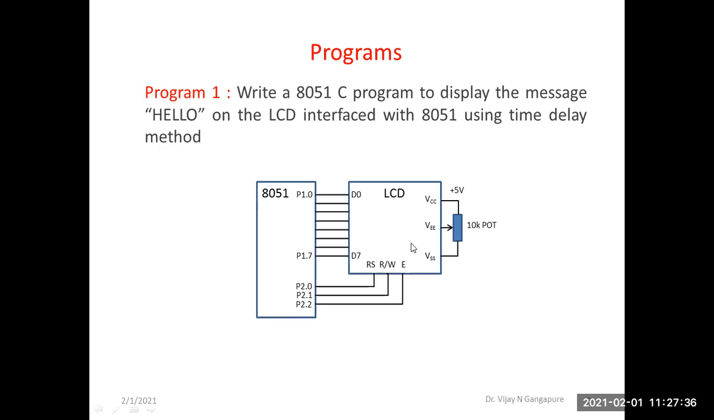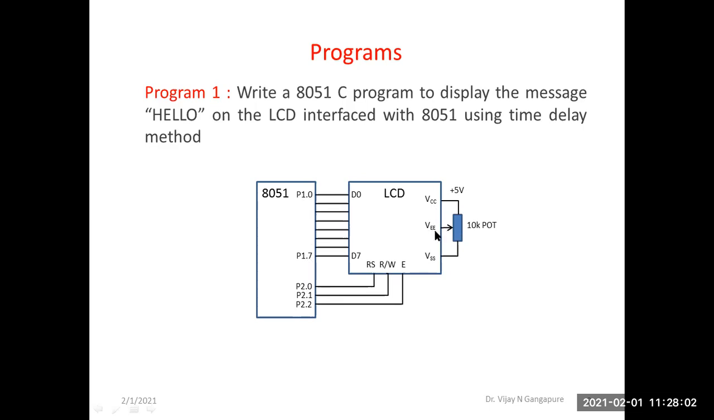Then the other pins, RS, RW and EN, are interfaced with pin numbers 0, 1, 2. So pins 0, 1, 2 of port 2 should be configured as output, and the pins of port 1 should be configured as output. So all these pins should be configured as output in this time delay method. Then the remaining 3 pins of LCD: VCC and VSS are the supply voltage pins.